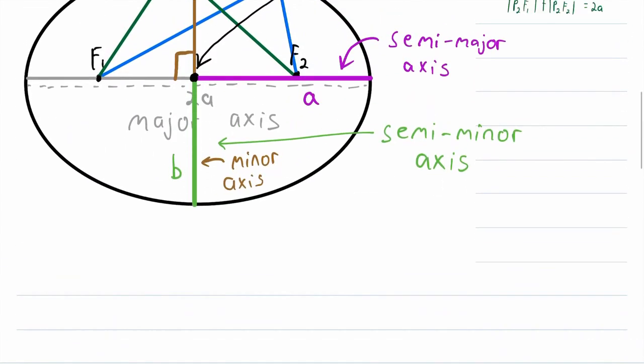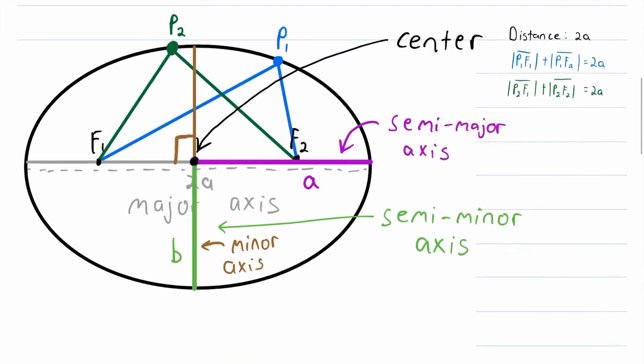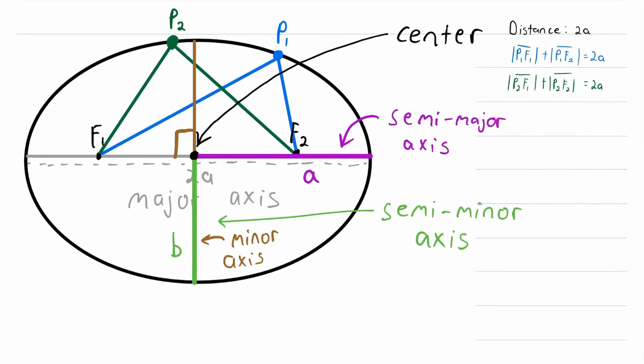Alright, so that's just a whole bunch of stuff about ellipses. One of my old math teachers used to tell me that ovals don't exist, they're just ellipses. I always got a kick out of that.